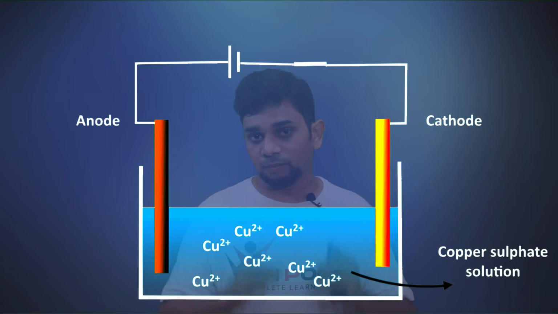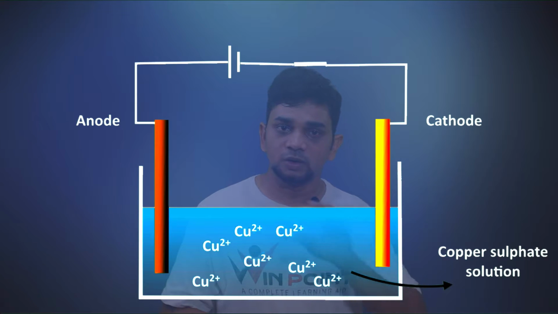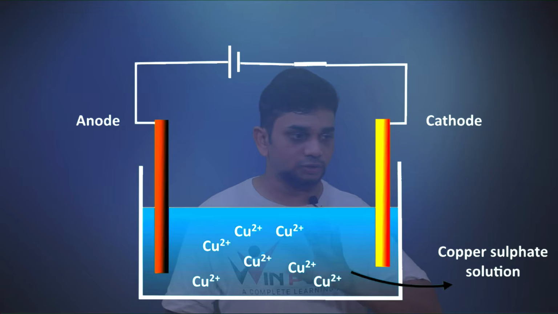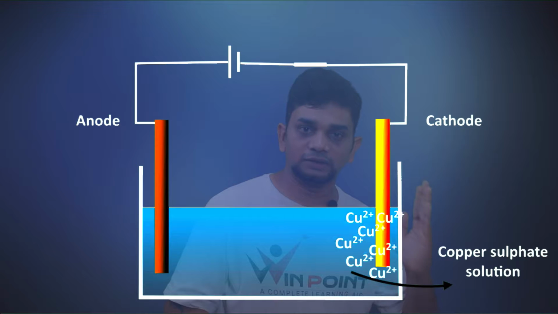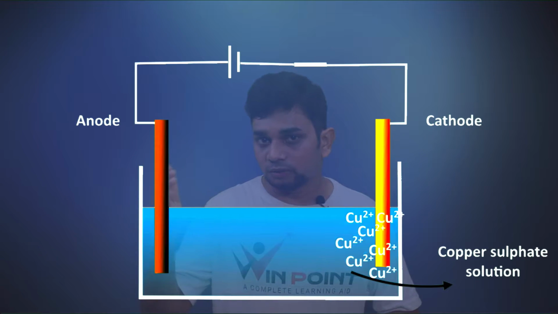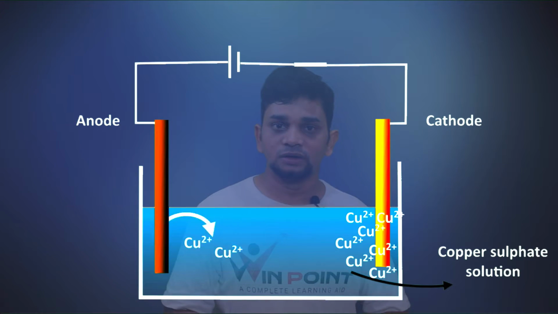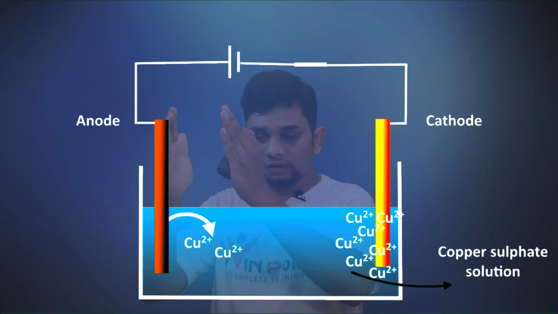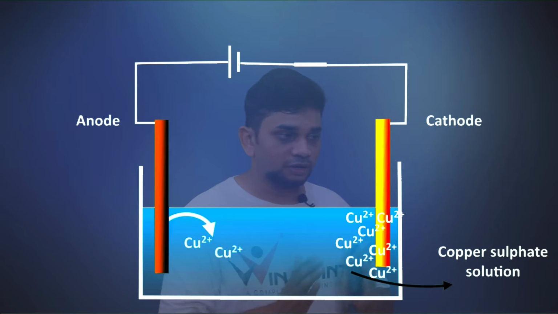All are positive charge. The positively charged ions are going to move towards the cathode because the cathode has a negative charge. All the copper ions are going to move towards the cathode. When there is a shift of copper ions to the cathode, at the same time copper from the anode dissolves into the solution. So the impure copper is dissolving into the solution and pure copper is depositing at the cathode.